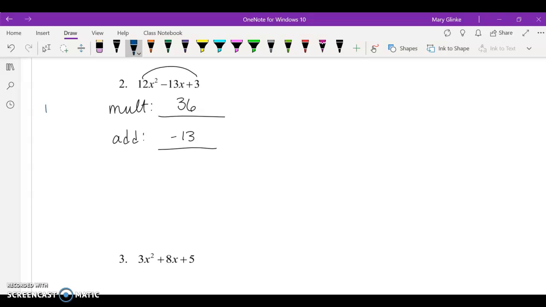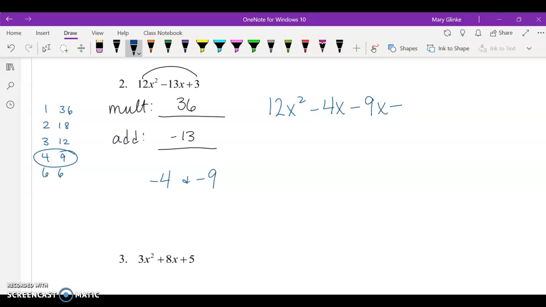So you might have to go through some number pairs: 1 and 36, 2 and 18, 3 and 12, 4 and 9, 6 and 6. So the only things that could work are the 4 and the 9 if they were both negative. So we get 12x squared minus 4x minus 9x plus 3.